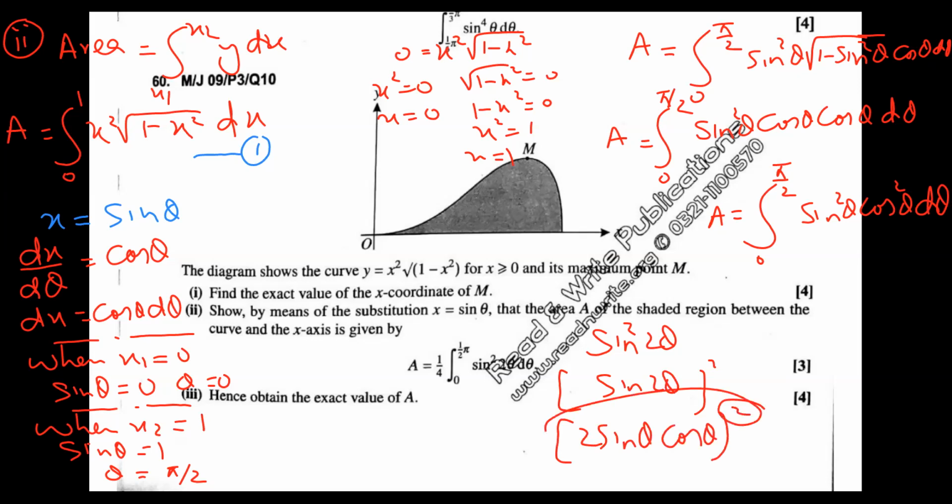And this square goes on all 3 terms. So 2 square gives you 4. And then sine square and cos square, you can see it very clearly. These 2 terms I have, but this 4 I don't have.